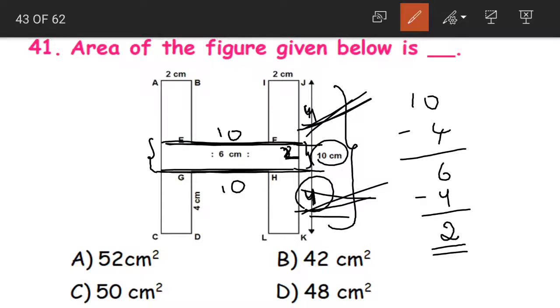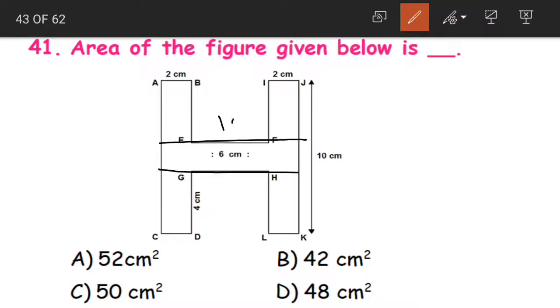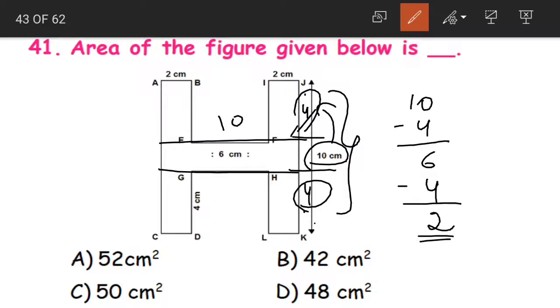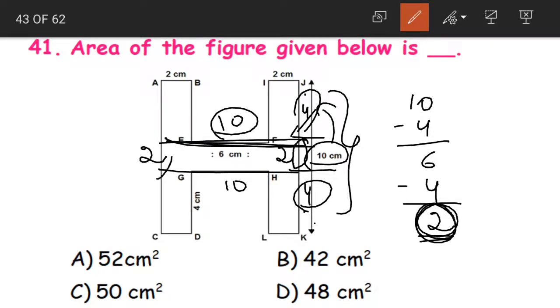Clear, children? Again, let us revise again. The length of the above and below sides is 4 and 4 and the total length is 10 centimeters. From 10, 4 is already gone, so 10 minus 4 is 6. Again another 4 is also gone, so 6 minus 4 is 2. We are left with only this side and the length of this side is the remaining length, that is 2 centimeters. So now the figure is complete. The length of the figure is 10 centimeters and the breadth of the rectangle is 2 centimeters.